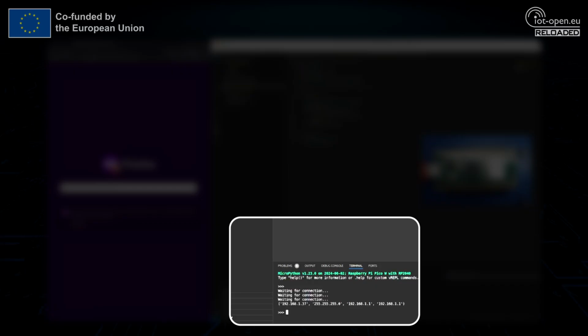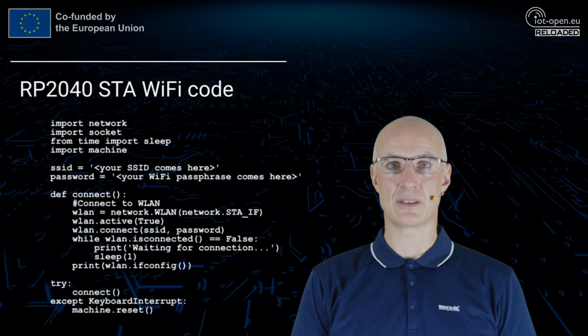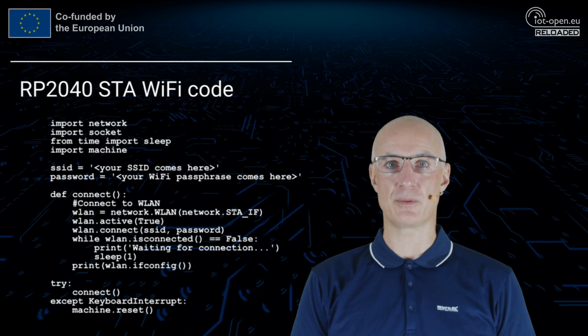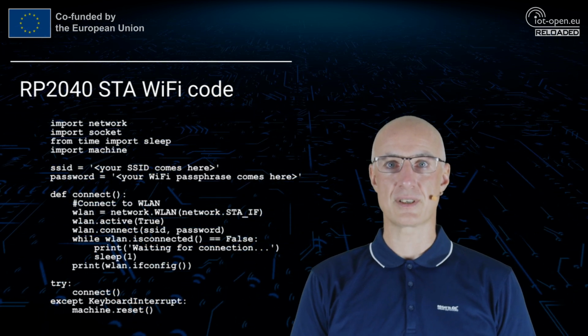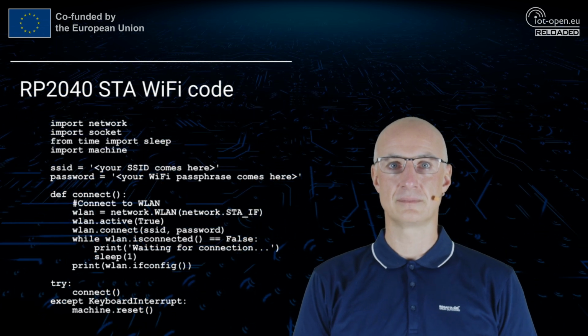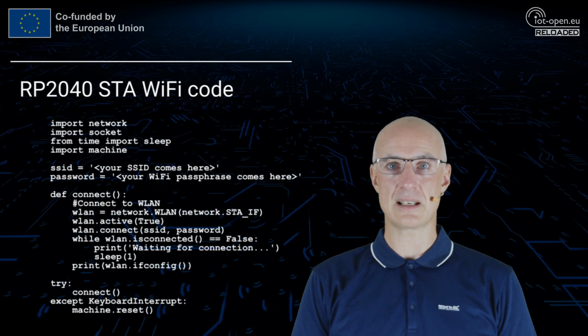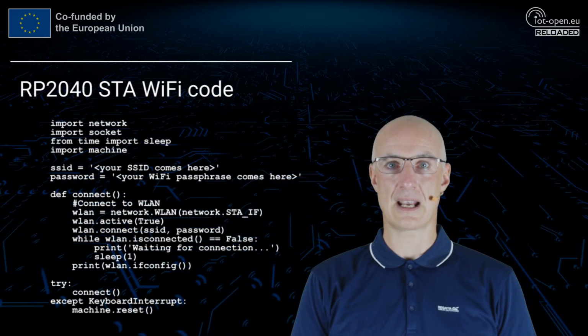The IP address of the device is 192.168.137. Sample code connecting to the Wi-Fi router for RP2040 system-on-chip is presented on the screen. Note that this code is simple. For example, it doesn't handle critical situations like broken connections.